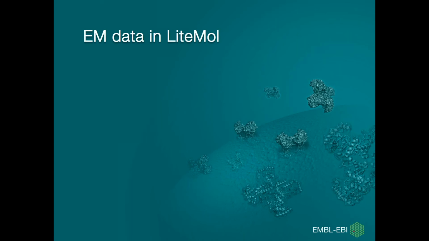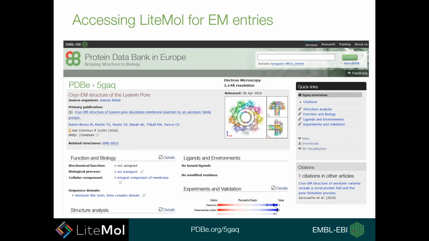For electron microscopy entries, you can use Lite Mol to also view the EM map along with the structure. So to access Lite Mol for an EM entry, you navigate to the entry at PDBe.org, and this electron microscopy entry is 5GAQ. If you click on the 3D visualization link, this will open up Lite Mol.